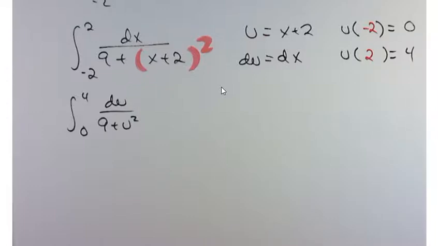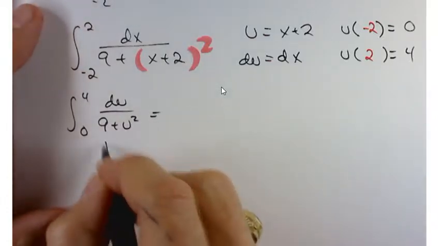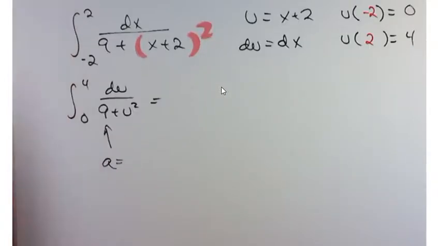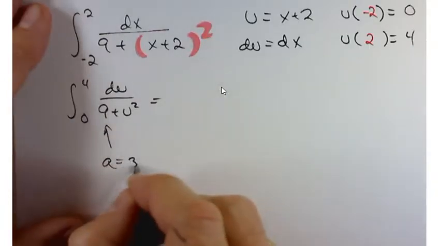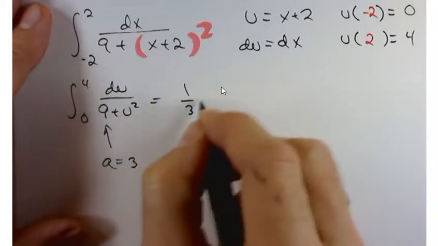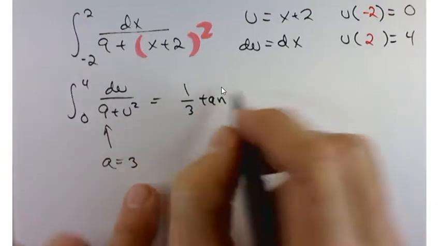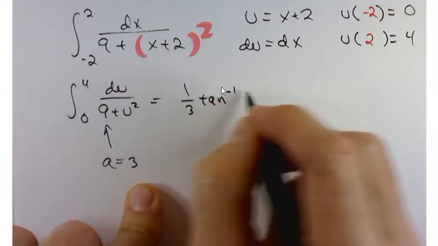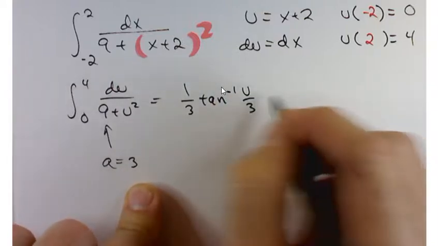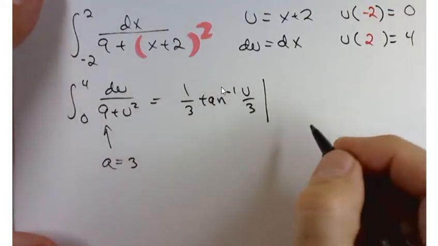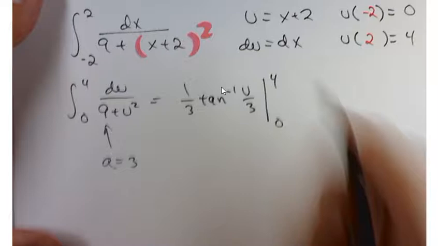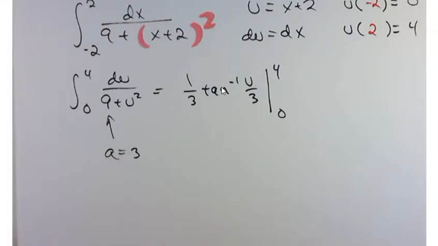Now what? There's your arctan pretty much right there, right? So what does a equal for us this time? 3. So I get 1 over a, which is 1 over 3, tangent inverse of u over 3. Do I need a constant? No, because I've got a definite integral. The constant would subtract itself off. So we're good there.